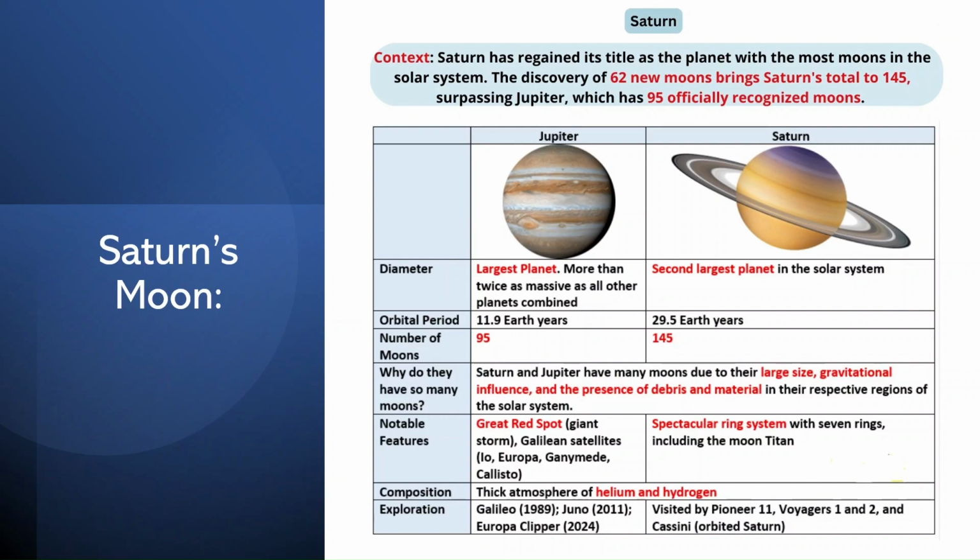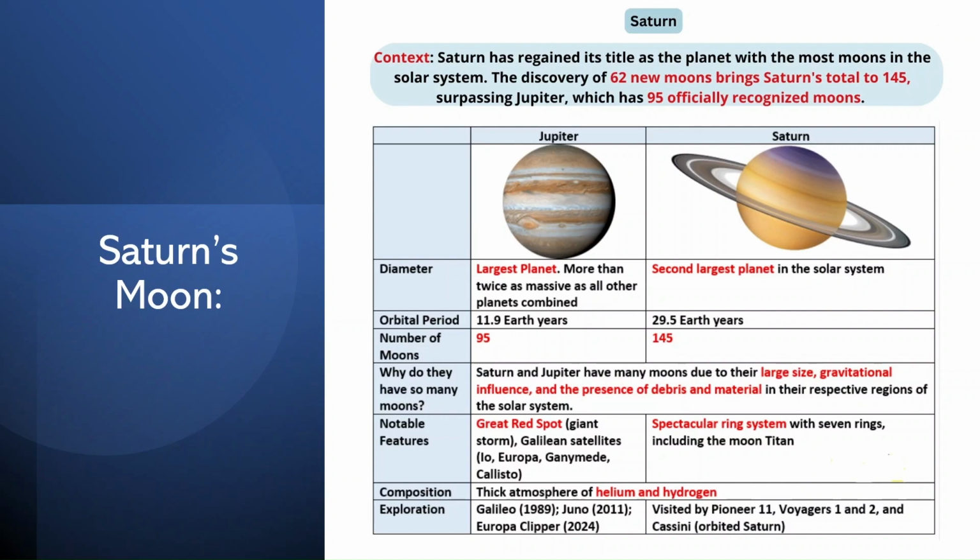The abundance of moons can also be attributed to the immense size and gravitational influence of these gas giants, right? And over time, the debris and material in the respective regions have been captured, which form the diverse moons that we observe nowadays. And over the years, both Saturn and Jupiter have been the focus of exciting exploration missions. Jupiter has been visited by Pioneer 11, Voyagers 1 and 2, and the Juno spacecraft, while Saturn has been orbited by the magnificent Cassini spacecraft, which captured stunning images of its rings and moons.